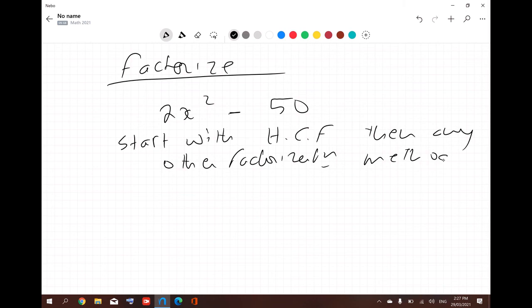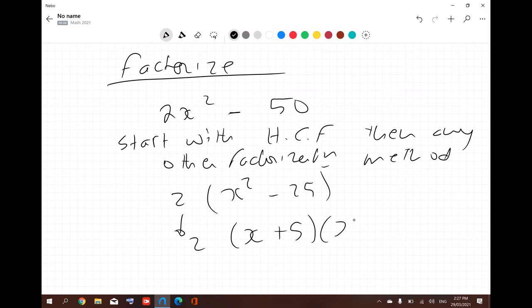So in here, my first method will be to take the 2. This will end up as x squared minus 25, and then don't forget to put the 2 down. This will end up as x plus 5 multiplied by x minus 5, as we learned previously.